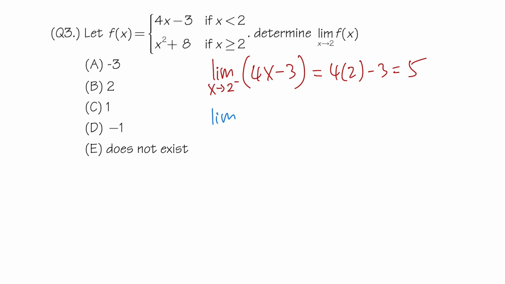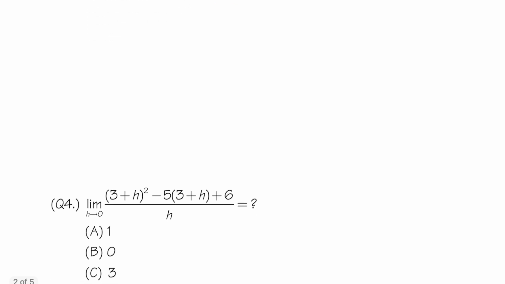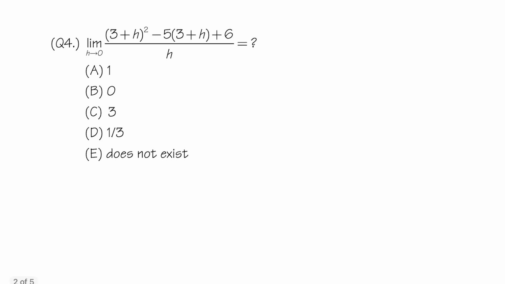If you do the limit as x approaches 2 from the positive direction, we use the second piece, so that's x squared plus 8. Plugging 2 in here, we get 2 squared plus 8, that's 12. As we can see, they are not equal. Therefore, this limit does not exist. So be really careful with that. If the left and right limits don't match, then the limit doesn't exist.